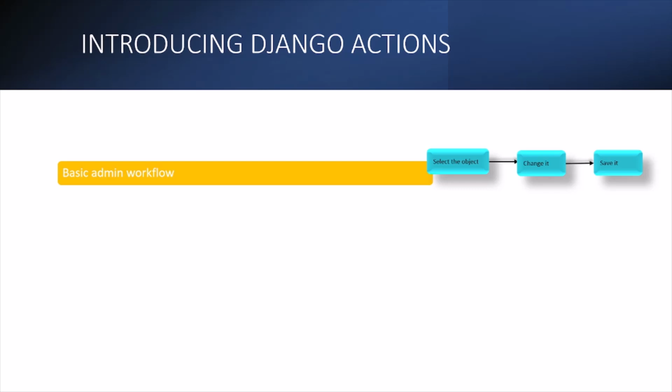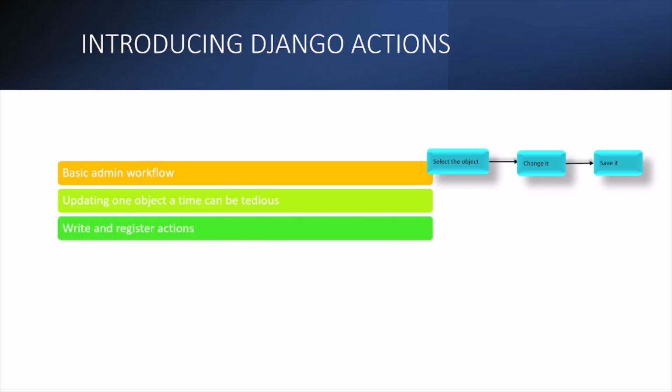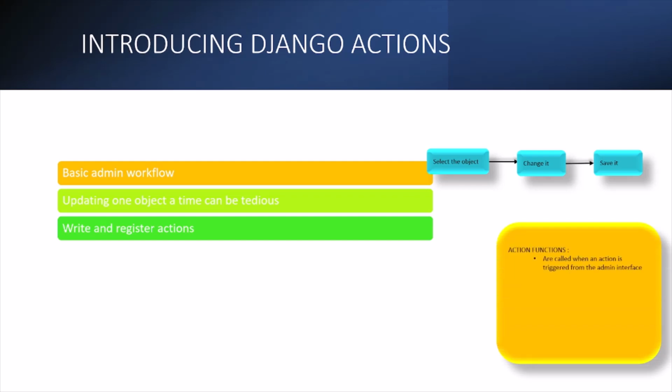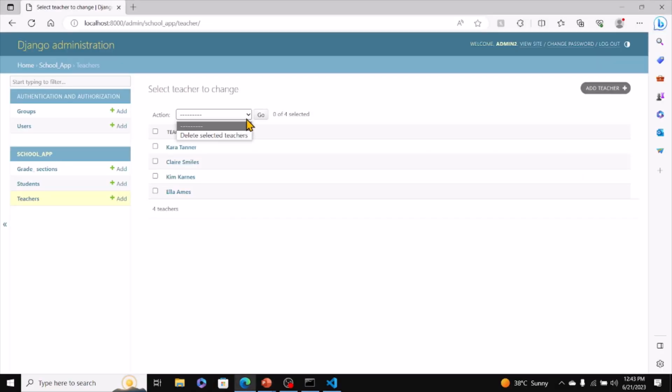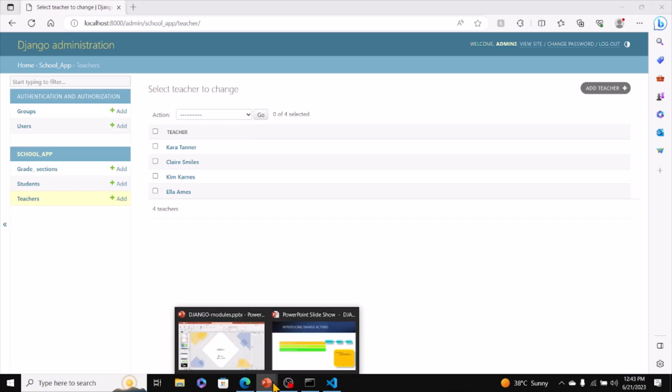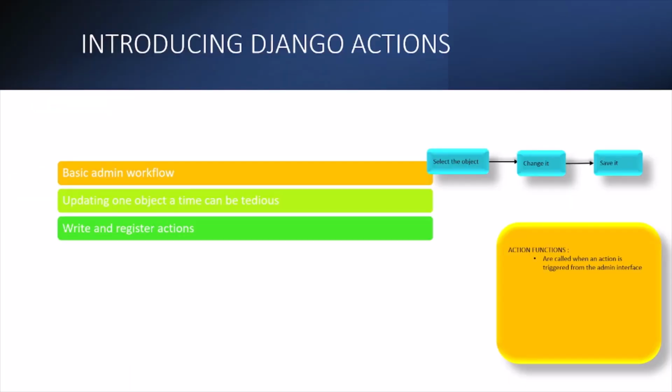Let's say you have 10 students who now have their status changed to admitted. Changing one object at a time is going to be tedious. And so Django gives us the option to write and register actions. But what are actions? Actions are functions that are called when an action is triggered from the admin interface. Currently, we only have the bulk delete option, which is given by default, but we do not have a bulk update option, right? So we can essentially write an action and register it so that we have that update option.